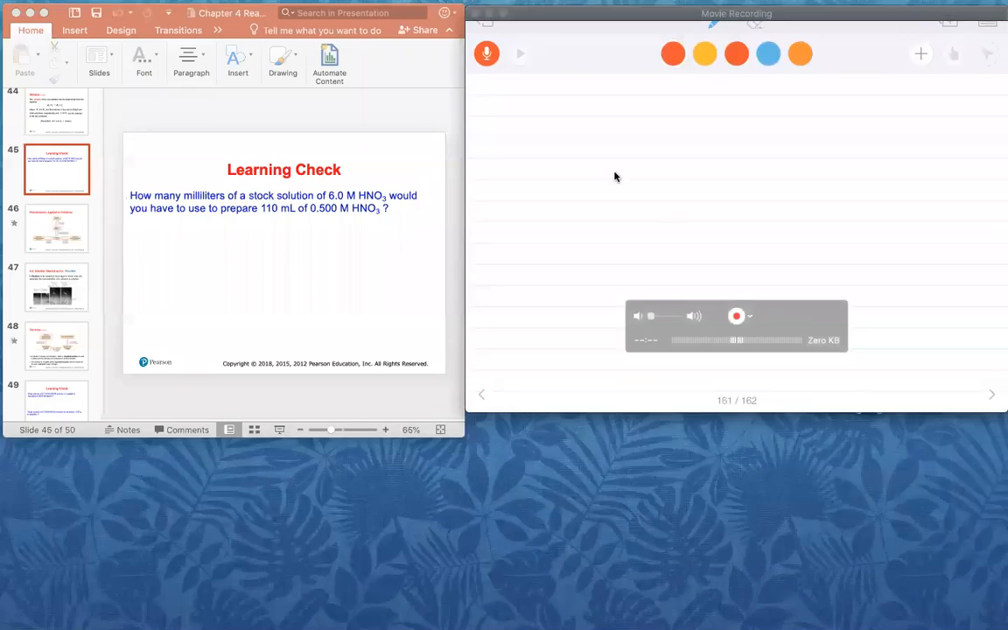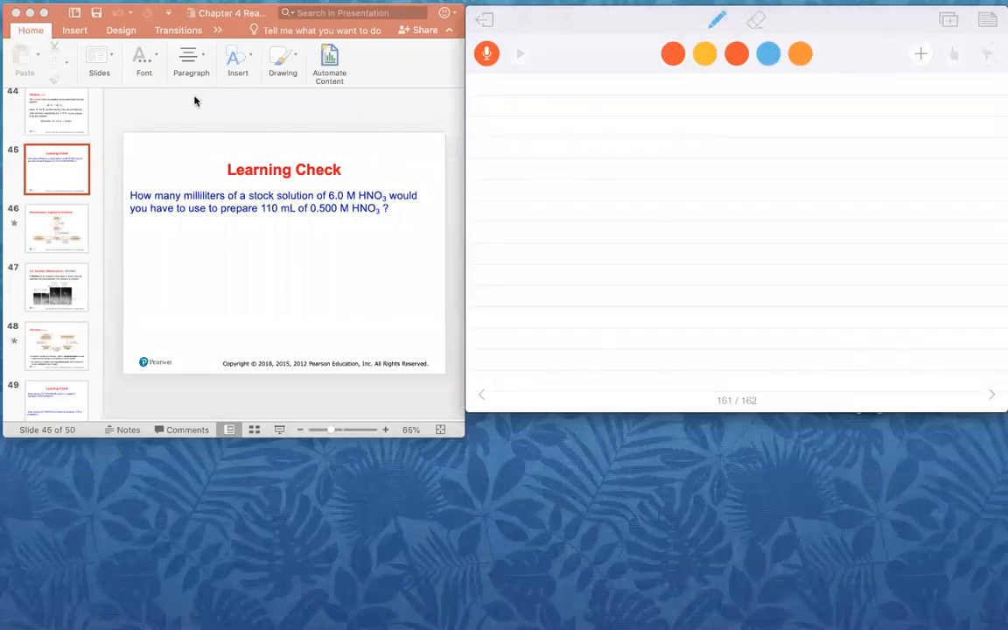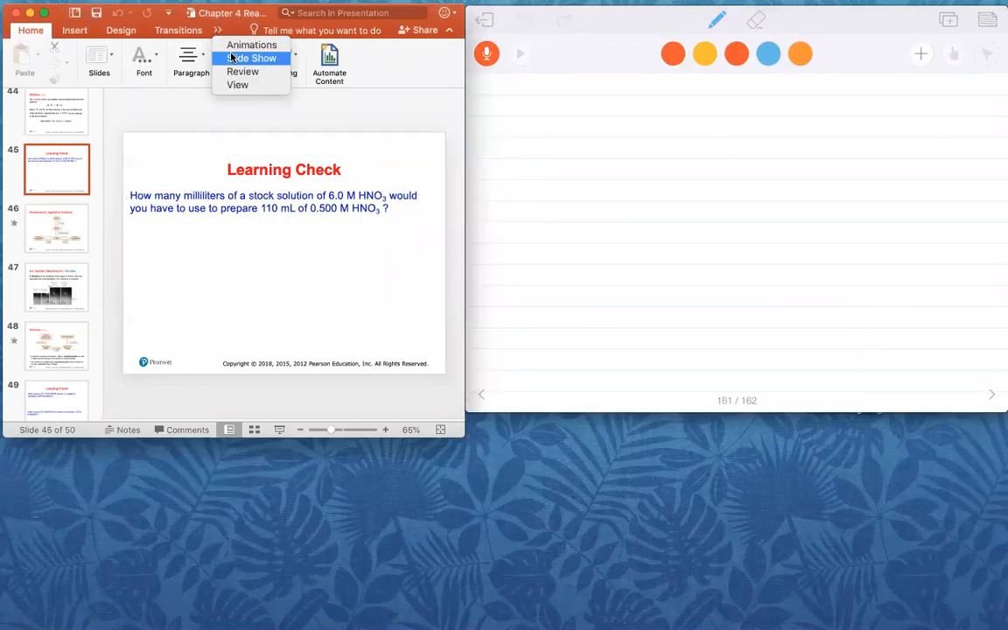If you have any question, please use the chat box on the Zoom conference. Right now, I'm going to share my screen and go through section 4.5. It's pretty much straightforward. You can easily master the concept of concentration.